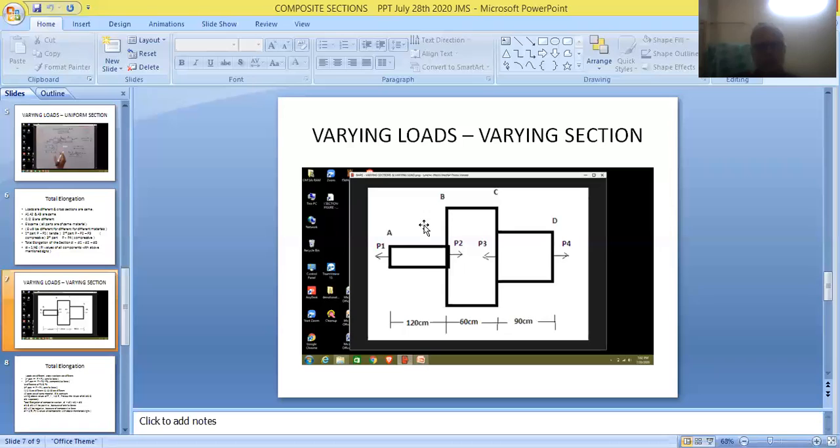So friends, here the length of the first component, AB, is given as 120 centimeters, the length of the second component, BC, is given as 60 centimeters, and the length of the third component, CD, is given as 90 centimeters. We need not worry about A values, they will also be given in the problem. Diameters will be given in the problem, so you can easily calculate A values. Like that, you will be in a position to solve the problem.